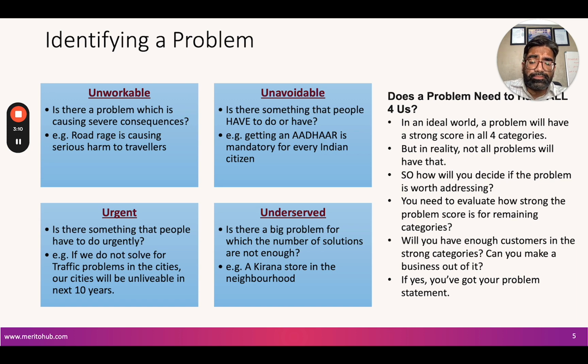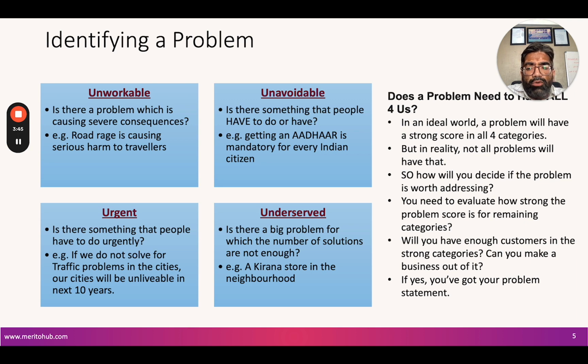Then, is the problem underserved? Is there a big problem for which the number of solutions is not enough, like a kirana store in the neighborhood? Maybe it is not serving the purpose of that particular neighborhood. So when you are looking at a problem, you can categorize it and check whether it meets all these 4 U's. You need not have all 4 categories. It might not have a strong score in all 4 categories, but you can think of it as an overall score. Not all problems are strong in all 4 areas.